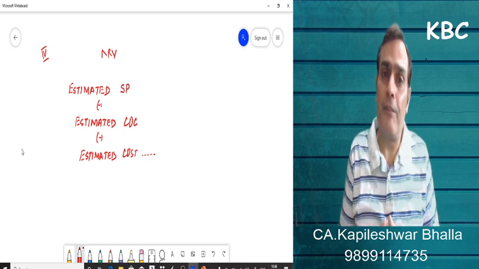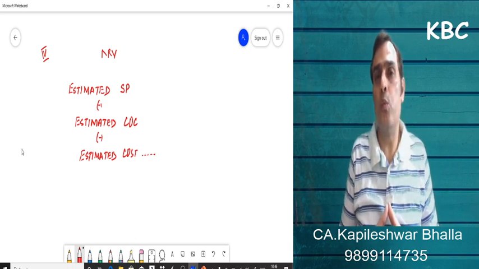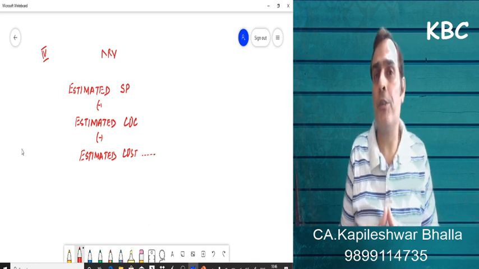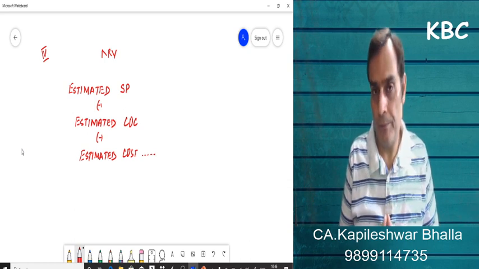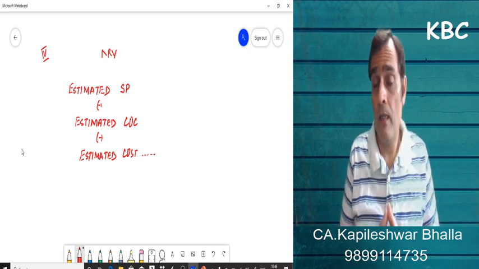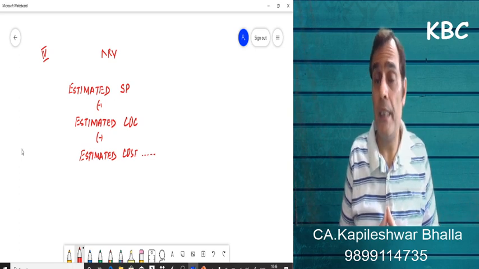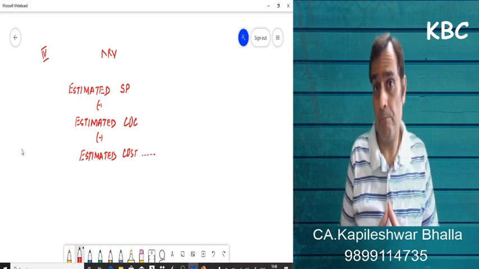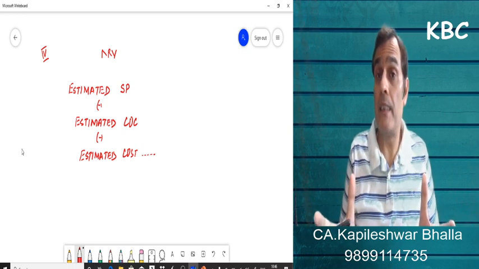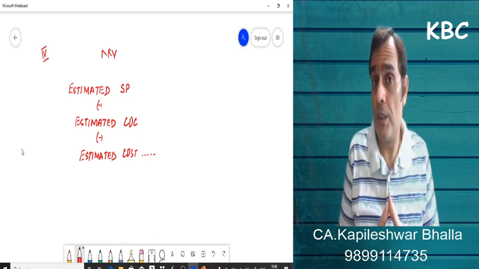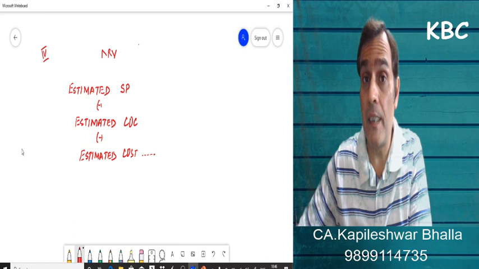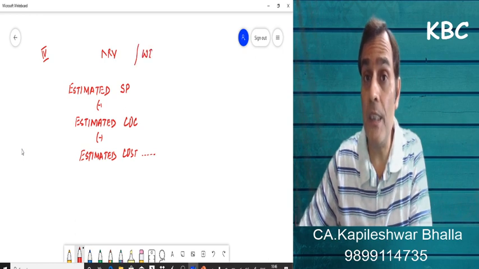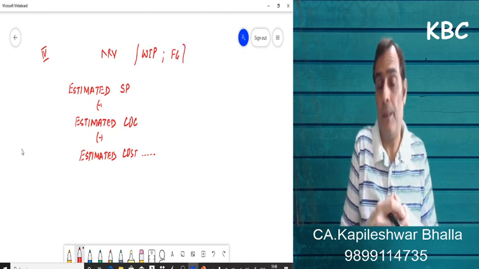When I look at this definition of NRV, my mind starts working on whether this definition is related to FG or is this definition related to WIP? Of course, not to the raw material, because there is no concept of NRV as far as raw material consumed is concerned. Because raw material consumed, you remember, was taken at cost or replacement cost, whichever is less. So naturally, when you're looking at the definition of NRV, one thing is pretty clear, that the definition of NRV is to be seen with reference to WIP as well as FG, not with reference to raw material.